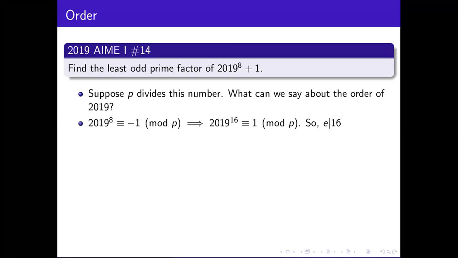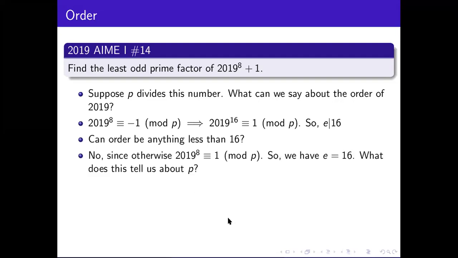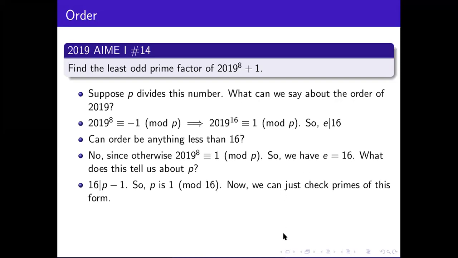People are jumping ahead slightly in the chat. We actually first need to find the order in order to say that 16 divides p minus 1. But yes, 16 is the order. An easy way to see this is that if the order is anything less than 16, then the order has to divide 8, since 16 is a prime power. And if the order divides 8, then we would have 2019 to the 8 equivalent to 1 mod p. But it was equivalent to -1, so that's impossible. So e has to be 16. And by our handy lemma from before, that tells us that 16 divides p minus 1.